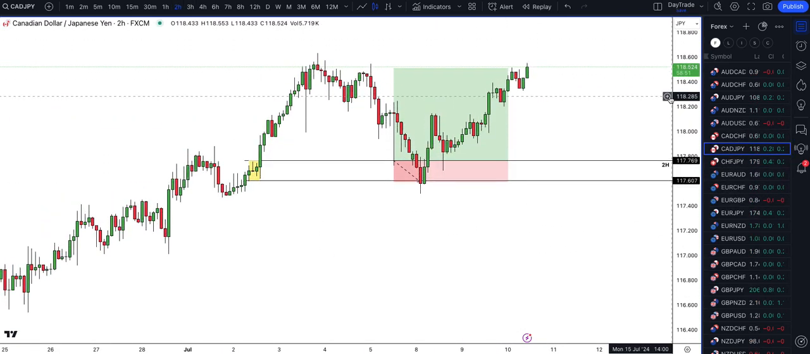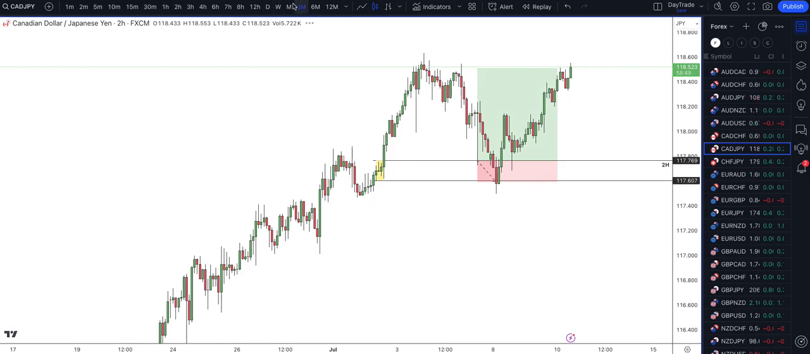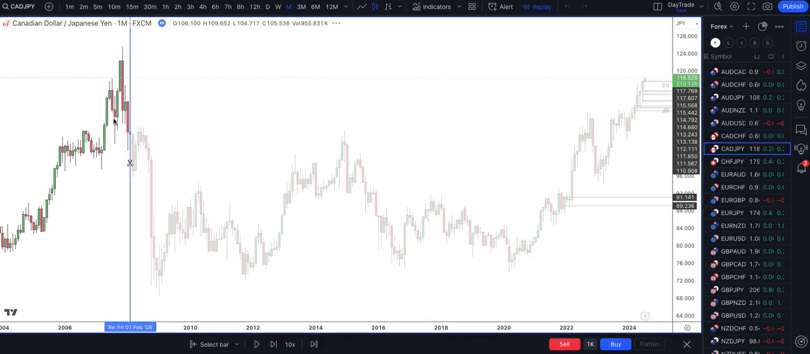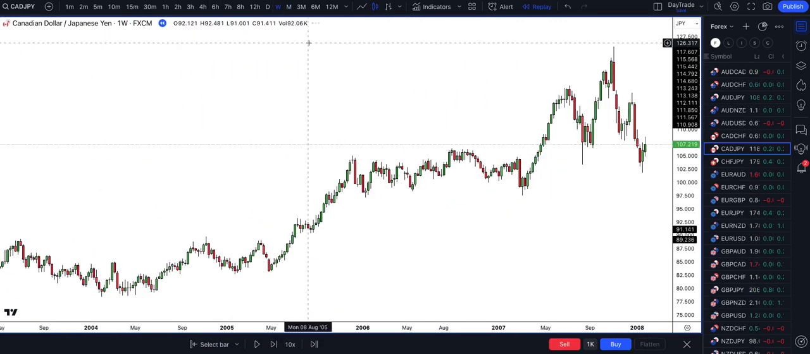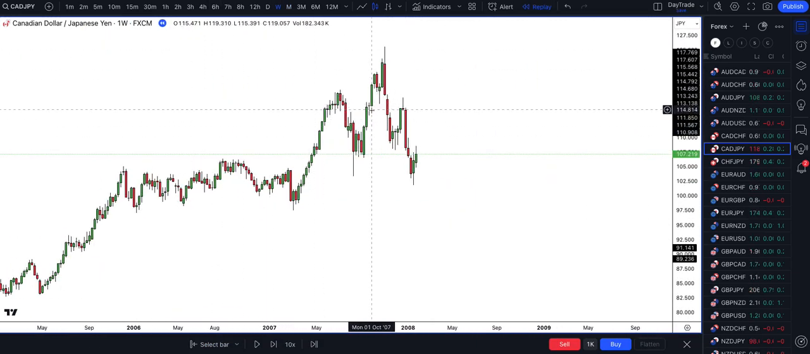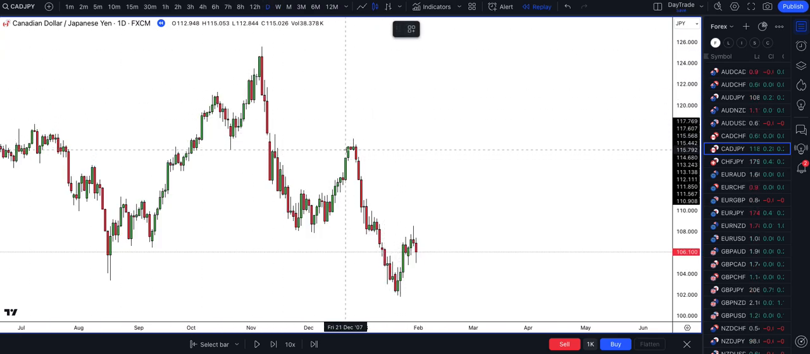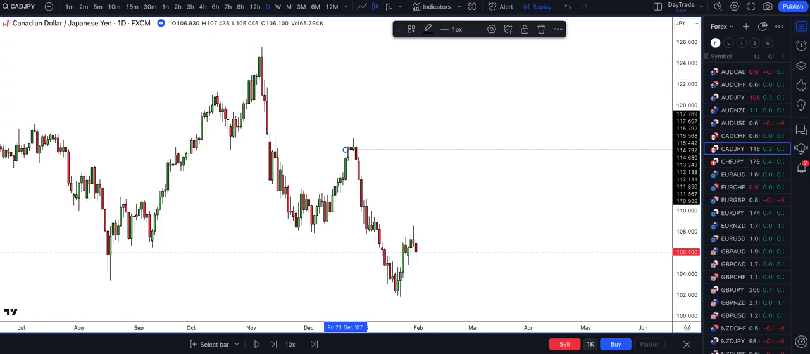I don't think there's any zones higher up because I think we're pretty much getting into 2007 territory, which is quite wild, to be honest. If there's anything higher up though, I mean, this is a potential zone. I didn't even see where price was.